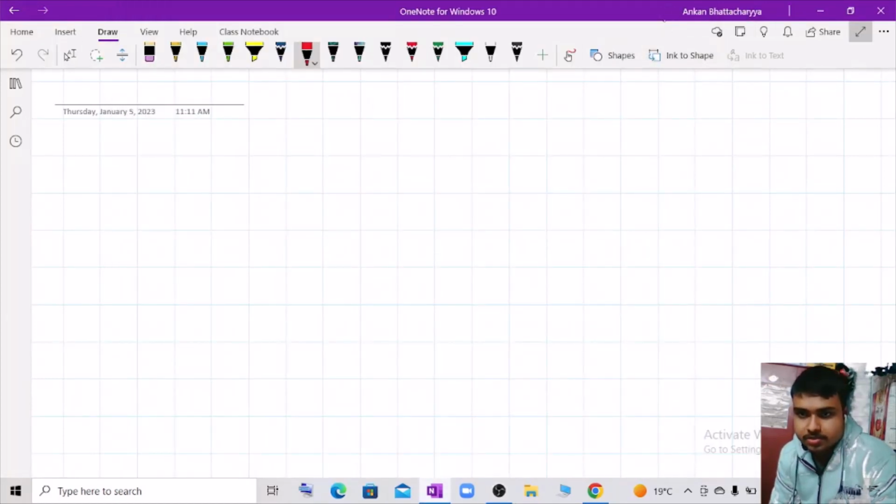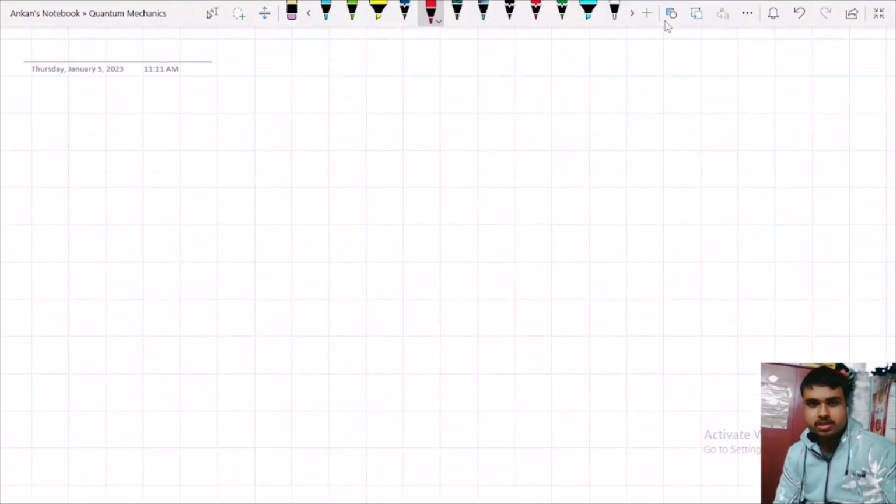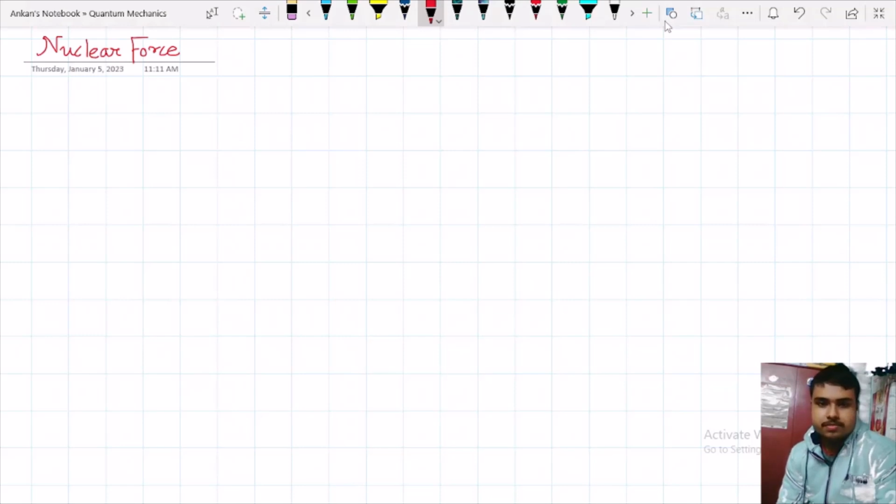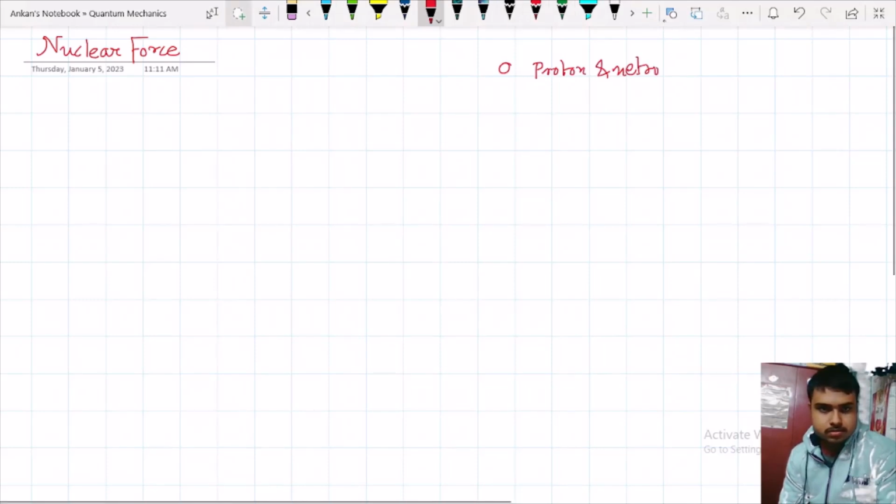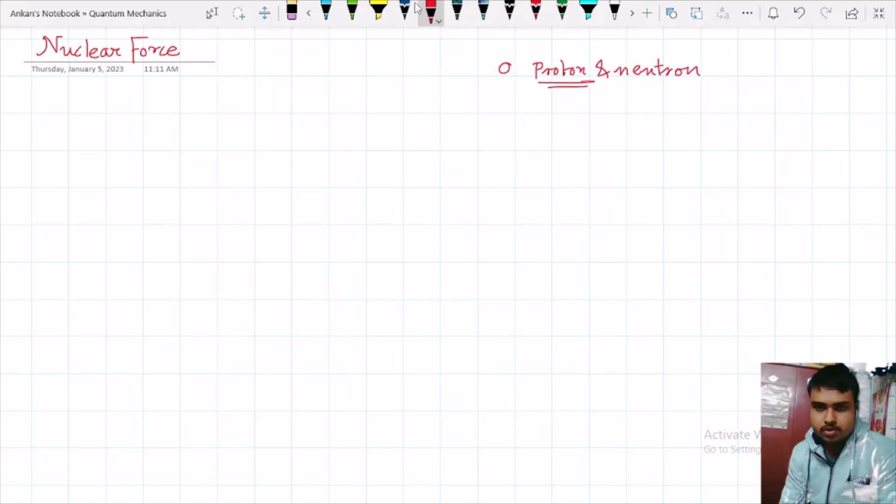Today we will discuss a very interesting, rather very important topic, which is named nuclear force. At first, you may observe that nucleons consist of proton and neutron. Out of which, proton is a charged particle, whereas neutron is chargeless.